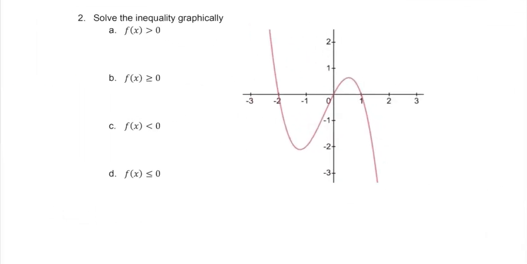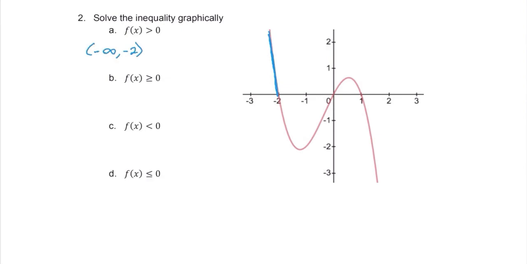In our next example, part A is asking where is f greater than 0? In other words, where is the graph above the x-axis? That's occurring in this piece. That is from -infinity up to -2. Remember, your answer is in terms of domain or in terms of the x values.